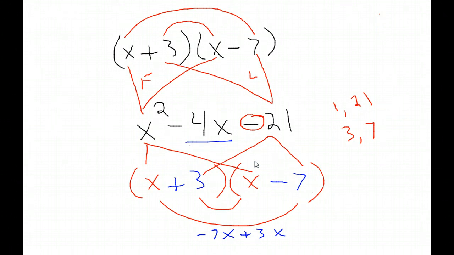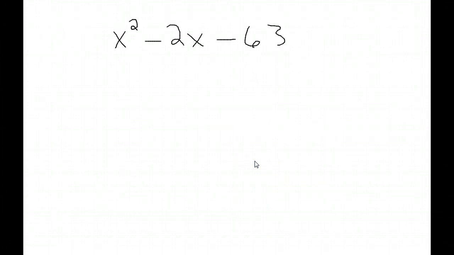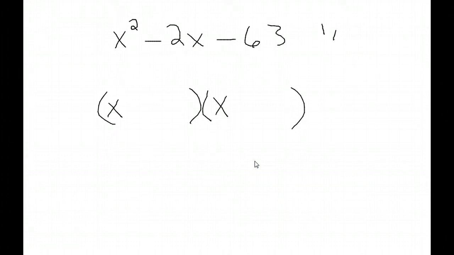Okay, let's look at a different problem, starting with the binomial. Let's see if we can work our way back to the trinomial. Okay, now let's start with the trinomial and see if we can factor it into the two binomial factors that I multiplied to get that. The x and the x will be automatic because that's the only way I can get x squared is x times x. Now for the 63, I need to look at the different combinations that I can multiply to get 63. I can have 1 and 63.